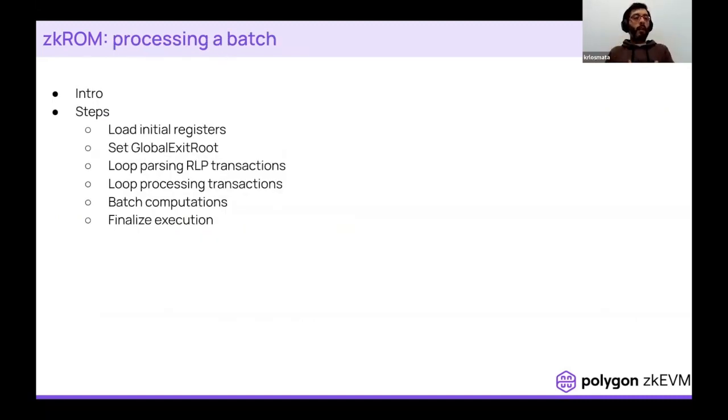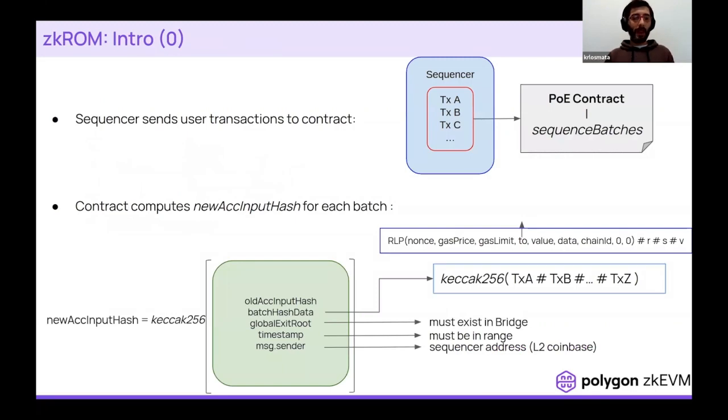Okay, now we are going to see how to process a batch. We're going to see the implementation of the ROM, the interpreter of the EVM. But before doing that, I think there is a need for an introduction of how we use the data and which data we are using when we process a batch, and how this data is enforced. In this case, it's enforced by the smart contract.